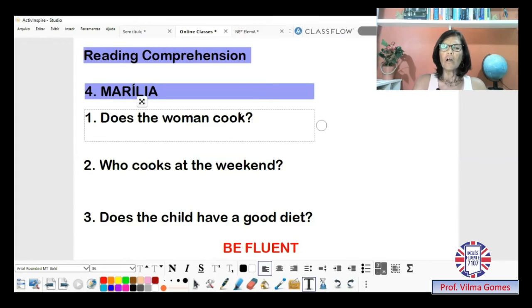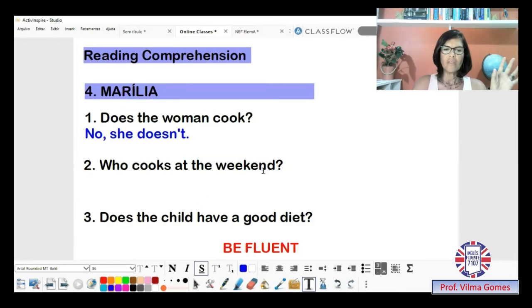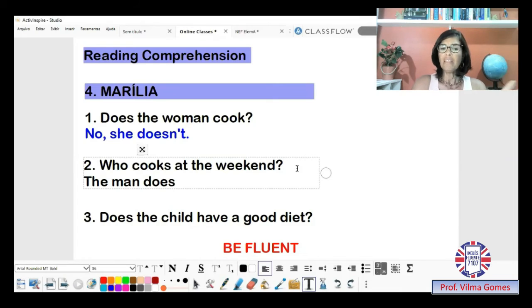Does the woman cook? No, she doesn't. Estão respondendo aí comigo? Interagem. Respondam a essas perguntas. É muito importante para a sua fluência. Does the woman cook? No, she doesn't. Who cooks at the weekend? At the weekend? The man, right? So the man does. Podia ser só the man. O outro cozinha. He does. The man does. Very good.